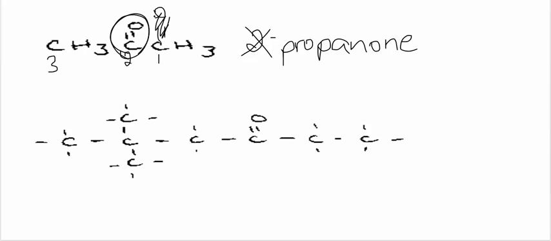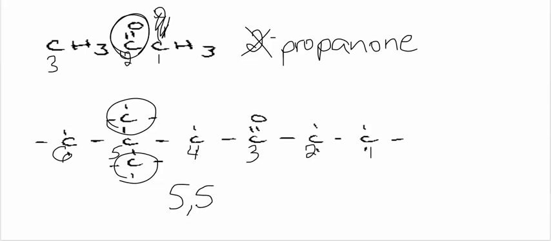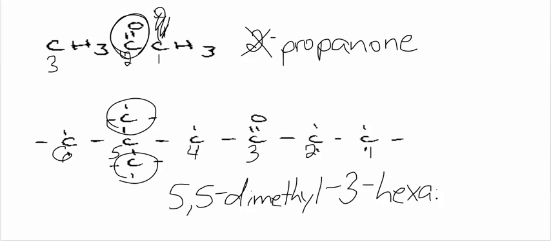In the second example, I want to find the longest chain with the carbonyl group. Carbonyl group takes precedence in numbering. So when we number, we're going to go from right to left. We have substituents on carbon 5. So we're going to name those first. 5,5-dimethyl. And then we have a 6-carbon chain, and the carbonyl is on carbon 3. So we have to indicate where the carbonyl group is at. 3, and then hex. Suffix ONE. So 5,5-dimethyl 3-hexanone.